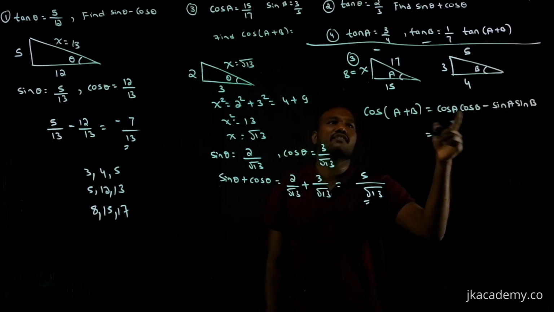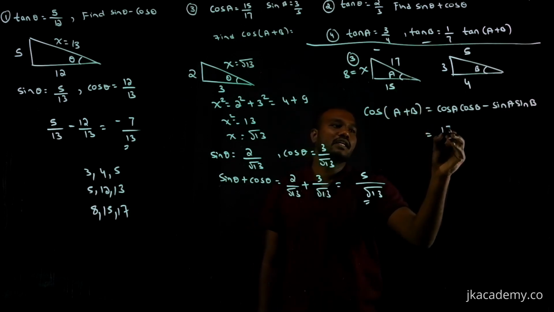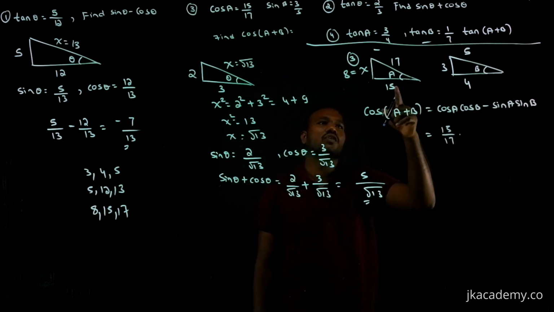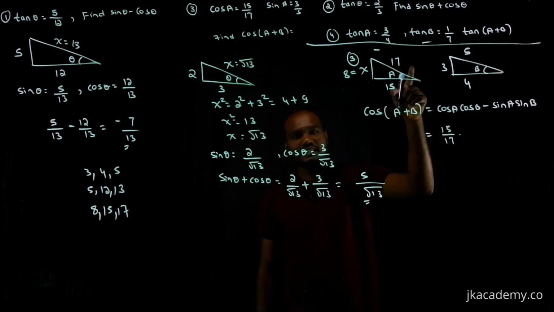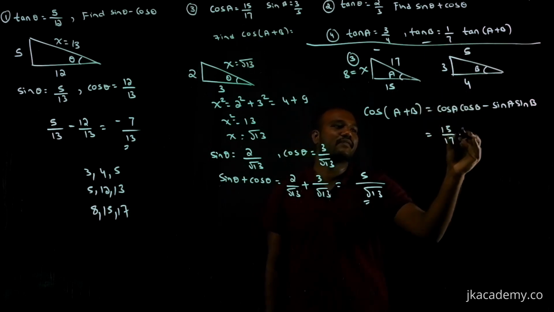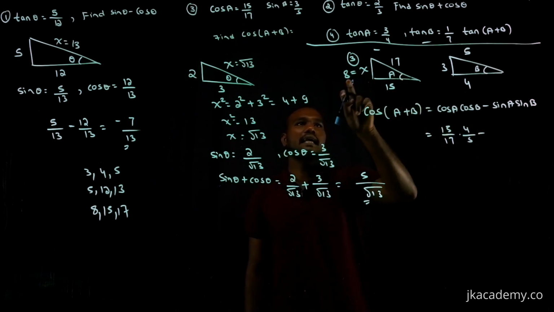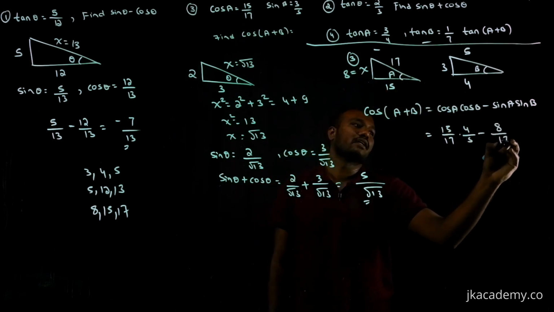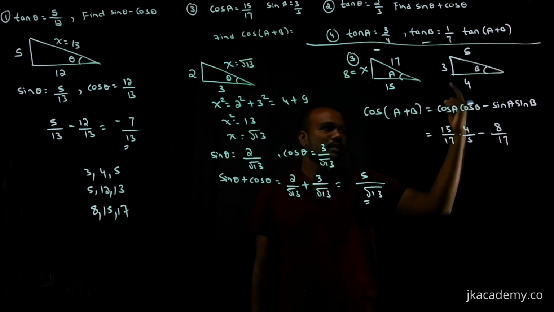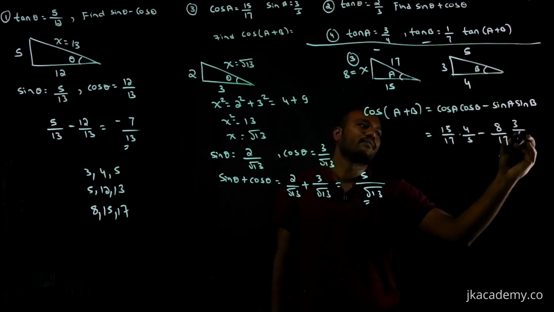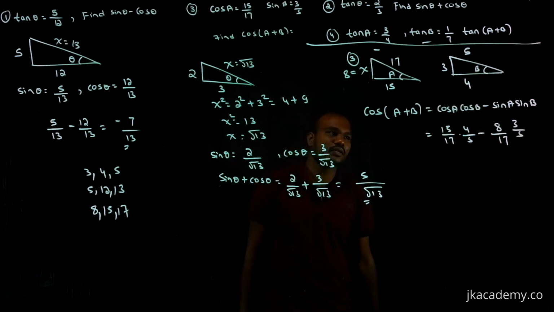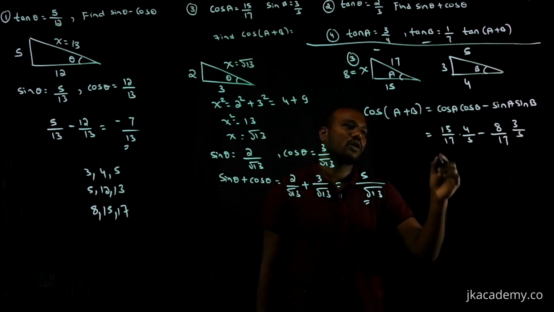So what is cos A? From the diagram cos A is 15 by 17 times. What is cos B? Cos B is from this diagram. A is in this diagram, B is in this diagram. 4 by 5 minus. What is sin A? Sin A is 8 by 17. What is sin B? Sin B is 3 by 5. So if you solve this, you will get an answer. Yes or no? So how to solve this?